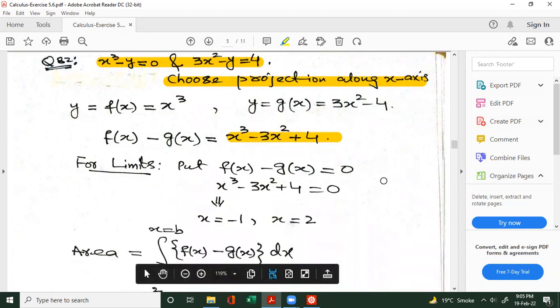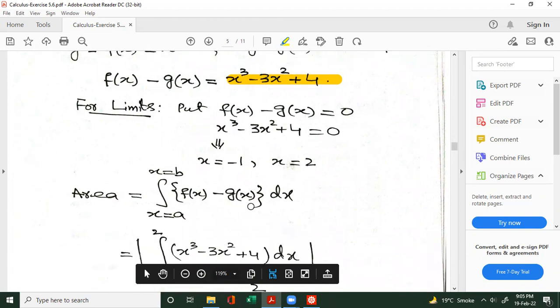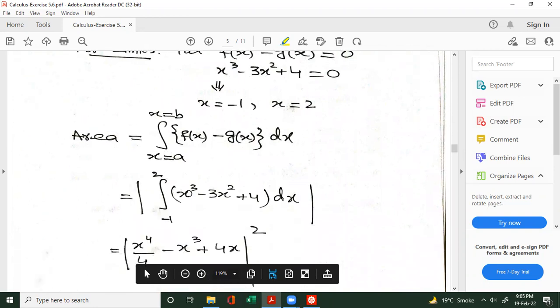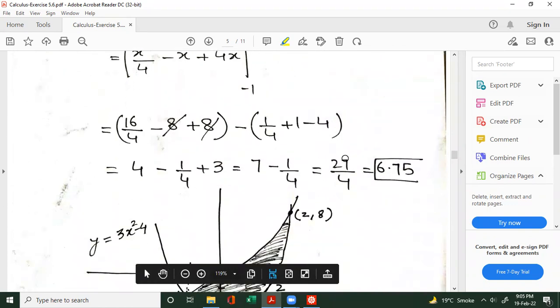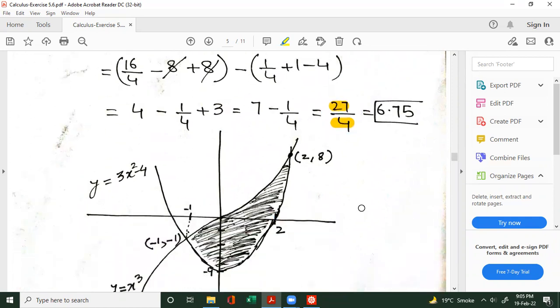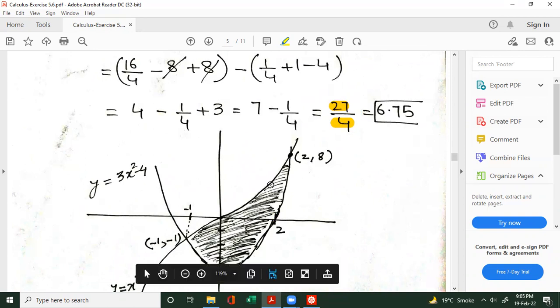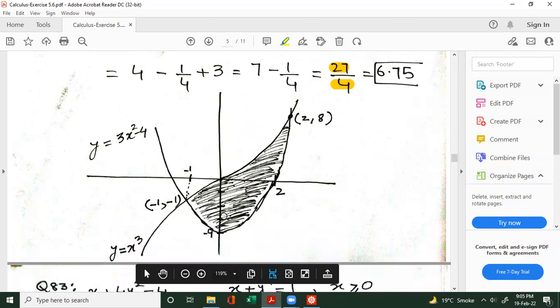For limits, you need to equate them to 0. As I equate it to 0, I will get the two values -1 and +2. The area formula is just the integral of f of x minus g of x from x equal to a to x equal to b. So put the expression of f minus g here, integrate it, and apply the limits. As I apply the limits, the required area is 27/4. Below is the graphical picture of these two curves, and the shaded region indicates the area enclosed between these two curves.